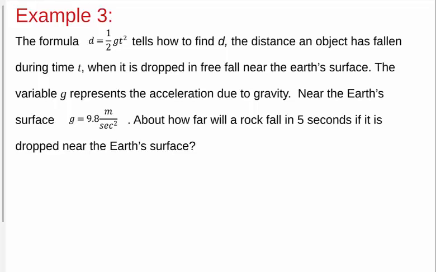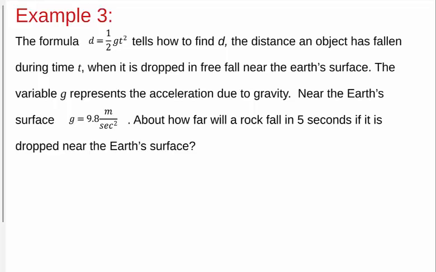The variable g represents the acceleration due to gravity. Near the Earth's surface, g equals 9.8 meters per second squared. About how far will a rock fall in 5 seconds if it's dropped near the Earth's surface? All right, so we need to figure this out.